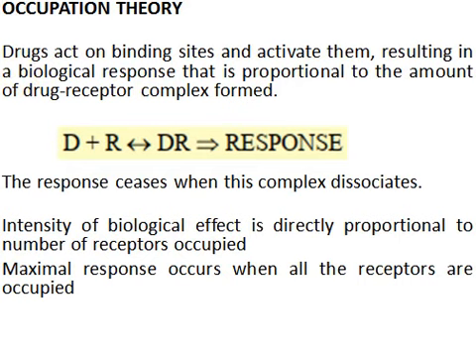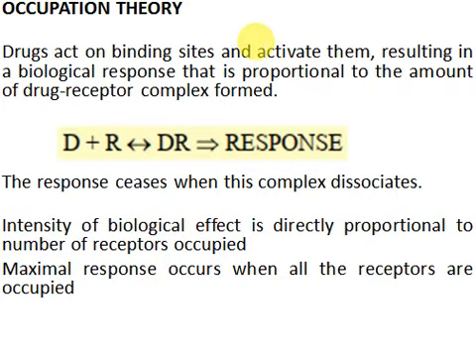The next theory we have is the occupation theory. According to occupation theory, the drug first binds with the active site of the receptor and then activates the receptor. Once the receptor becomes activated, we get some biological response, and the response produced is proportional to the amount of drug-receptor complex formed. So if the drug-receptor complex is formed in larger concentration, the biological response will also be larger, and if it is formed in lesser amount, the biological response will be lesser.